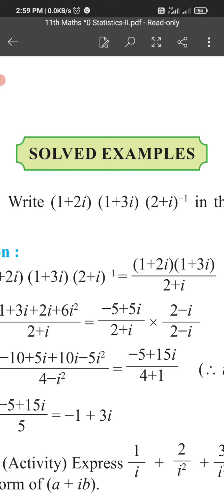So minus 10 plus minus 5 into i square, is equal to minus becomes plus 5. Minus 10 plus 5 is minus 5, and 10i plus 5i is 15i, divided by 4 minus i square, that is 4 plus 1, that is 5. So (minus 5 plus 15i) divided by 5. We are going to separate: 5 upon 5, that is minus 1, 5 3s are 15, that is minus 1 plus 3i.